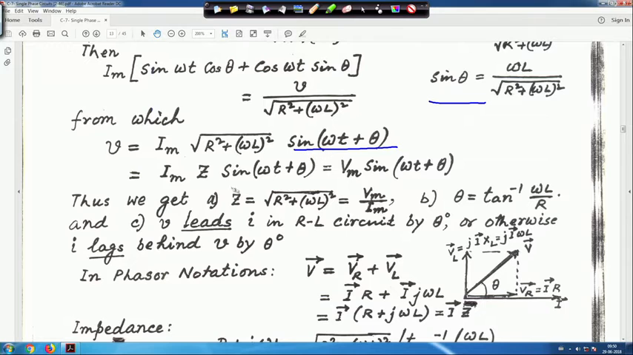So this one we can write as V is equal to Im into Z into sin of omega t plus theta, that is equal to Vm sin of omega t plus theta.